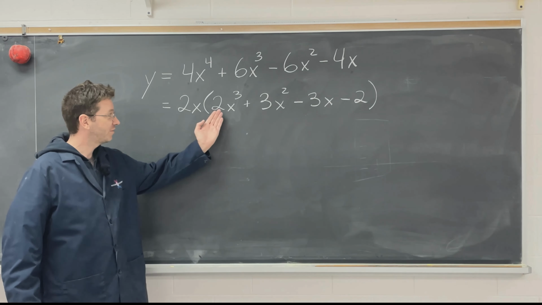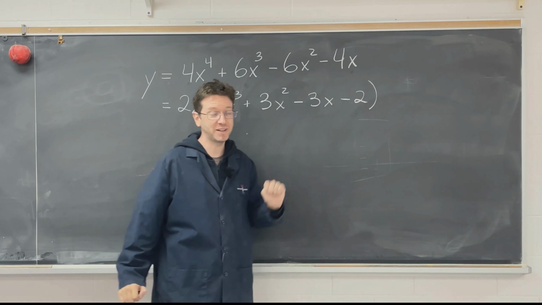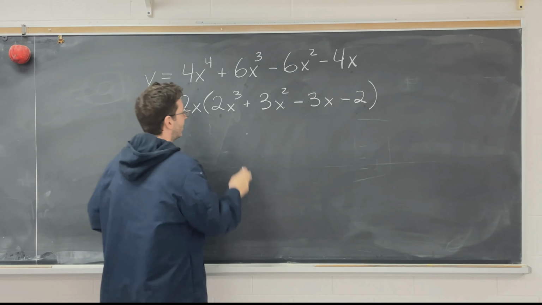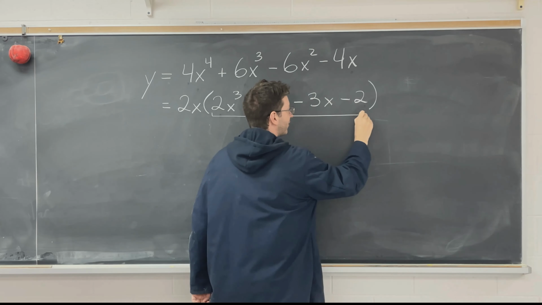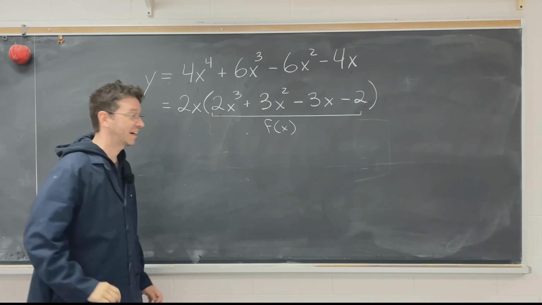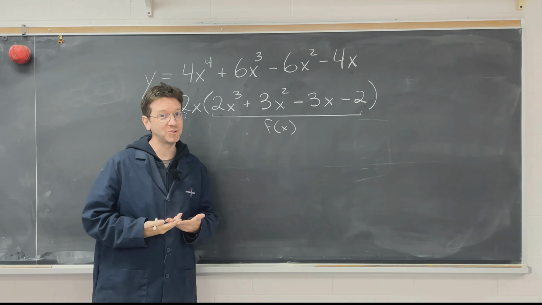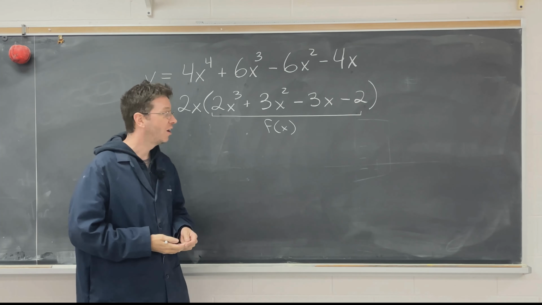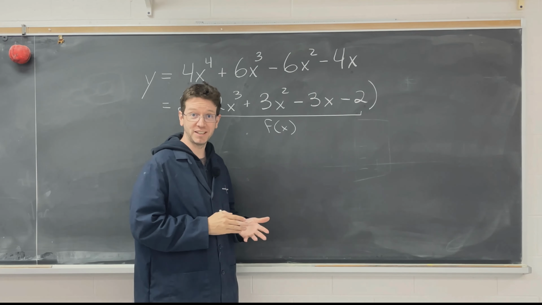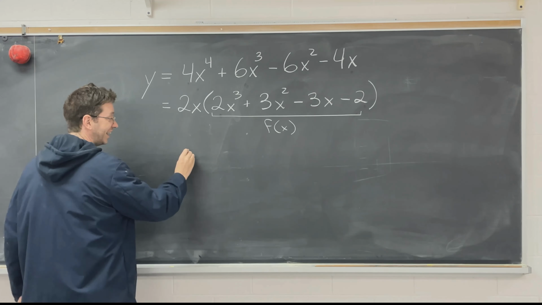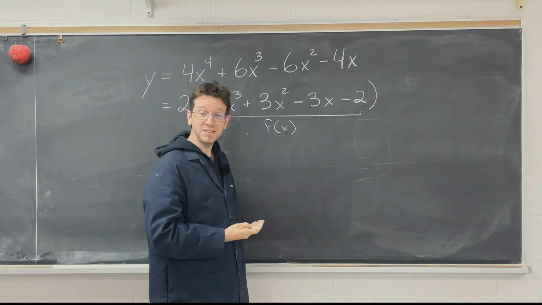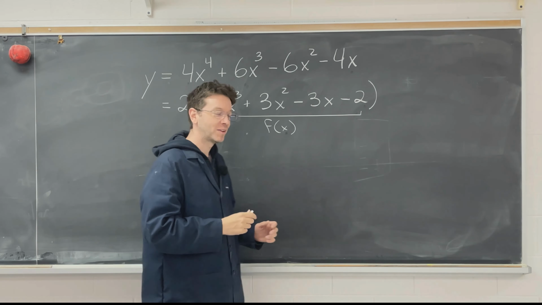Okay, so now we have to factor this cubic. So let's just focus on this cubic. If I call that f of x, how am I going to factor that? Well, what we're going to use is something called the factor theorem, which is a special case of the remainder theorem that we did in our previous video. We are going to plug in values for x, and when the remainder is 0, we know that's a factor.